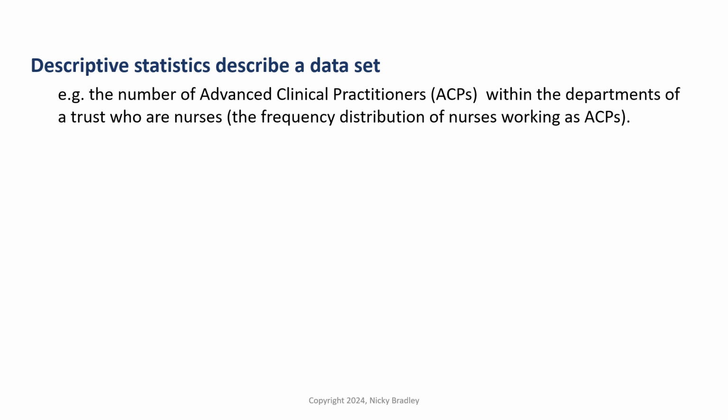Let's start with descriptive statistics. We will work our way on to inferential statistics, but descriptive statistics basically describe a data set. So an example might be the number of ACPs within the departments of a trust who are nurses. Just an example, or could be pharmacists or physiotherapists. It's a frequency distribution of nurses working as ACPs.